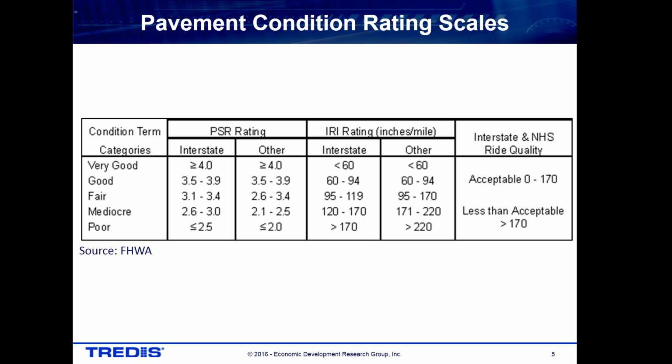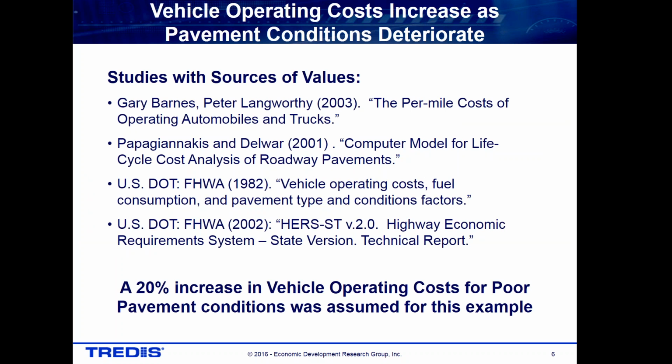In this example, we're defining good pavement as having an IRI of between 60 and 94 inches of deviation per mile, and poor as an IRI of 170 inches deviation per mile or higher.